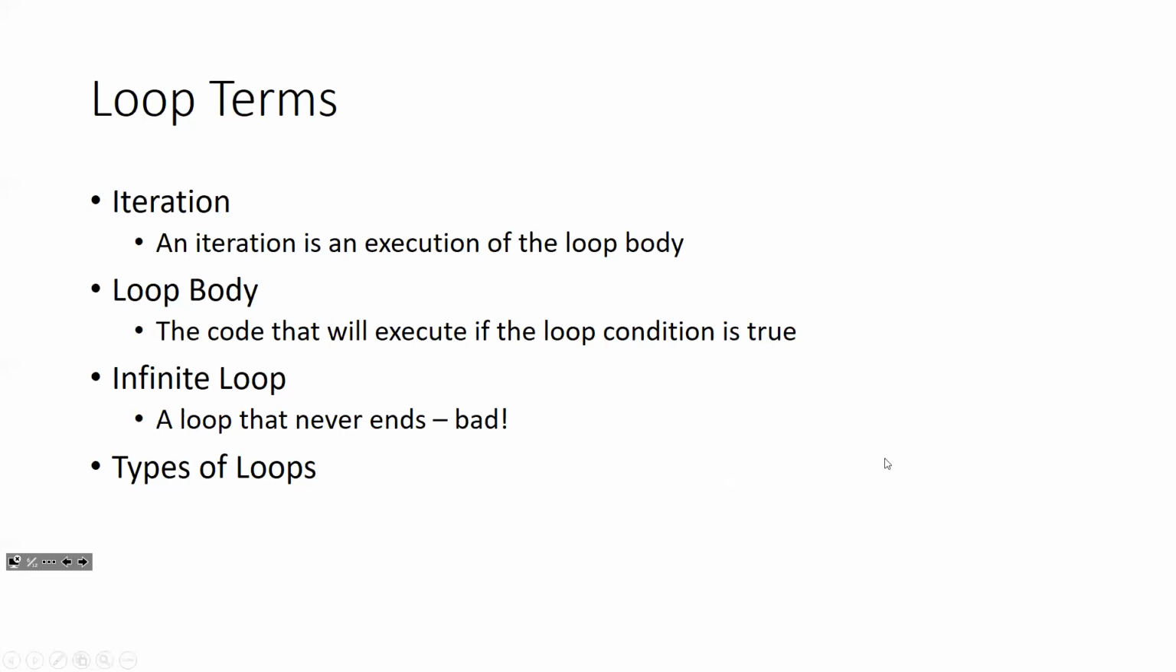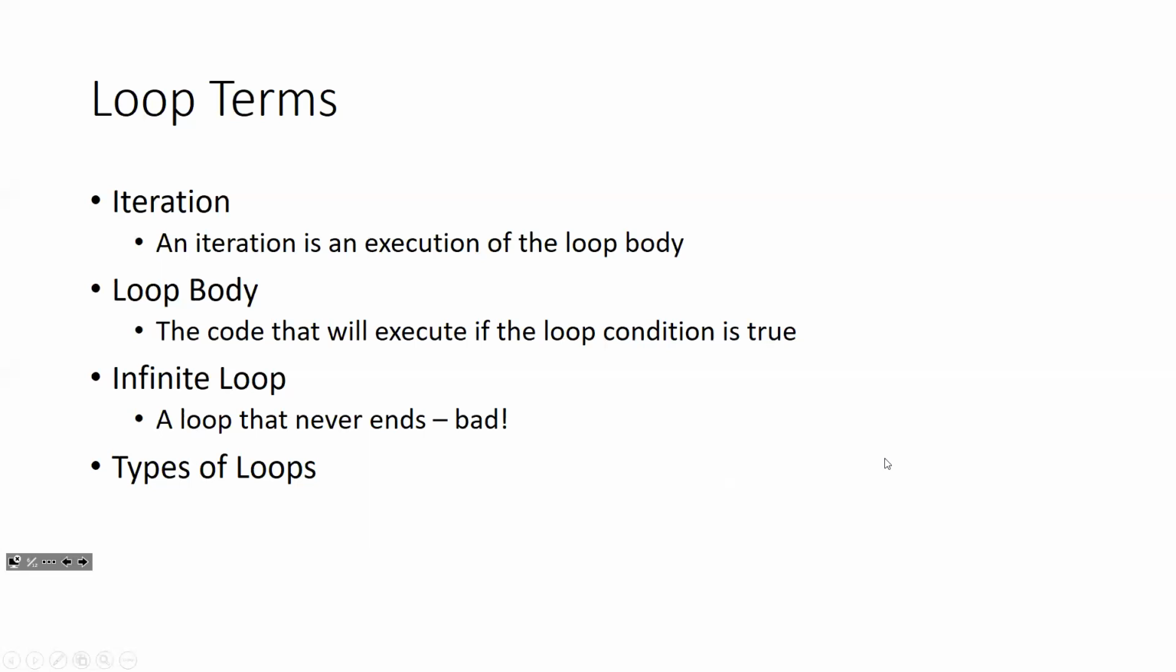Now, the loop body is what is happening while our condition is true or while our loop is going. So if we're playing musical chairs, our loop body is just the people walking around the chairs waiting for that music to stop to sit down. And that's what's happening repeatedly until that condition happens.